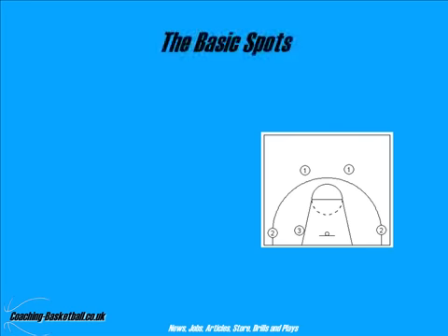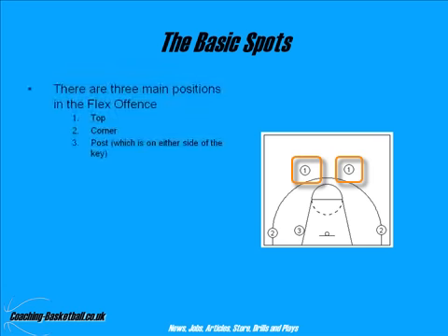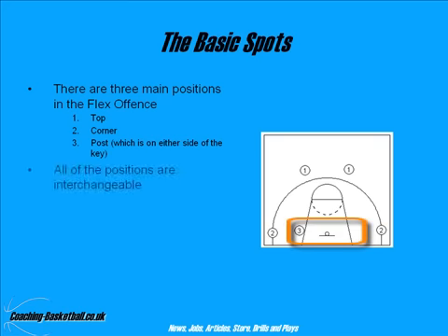So just looking at the basic spots in this offense, 1 is your top spot. That's what I'm going to be referring to from here on in. 2 is your corner spot, and 3 is your post spot. They're interchangeable on either side of the key. And there you also notice the spacing on the floor, 12 to 14 feet apart. I maybe on the diagram put the 1 spot, the top spot, slightly too close together, but I'm sure you get the gist there. It should be easy to read if a double team is occurring, who should be open to get the ball for a shot out of the post.